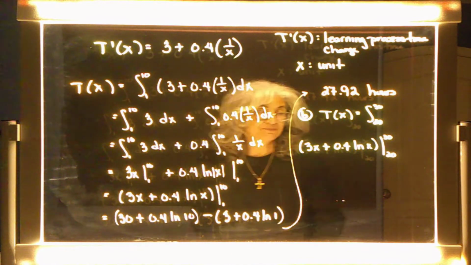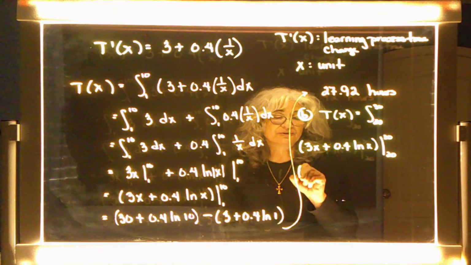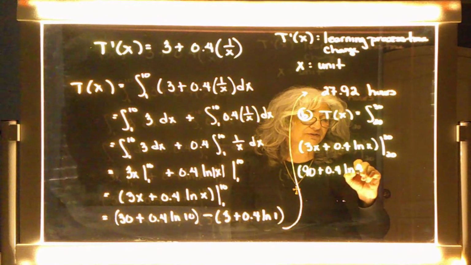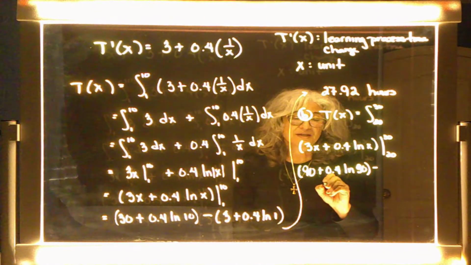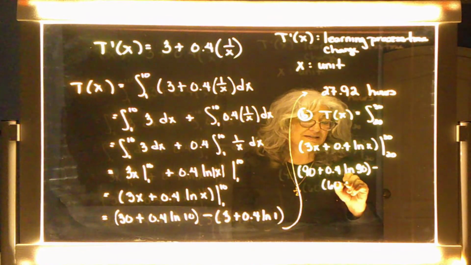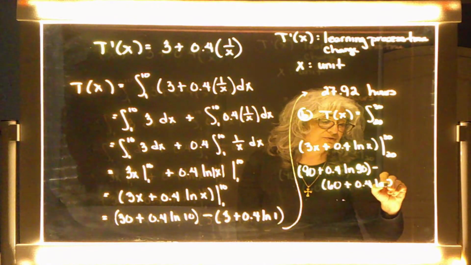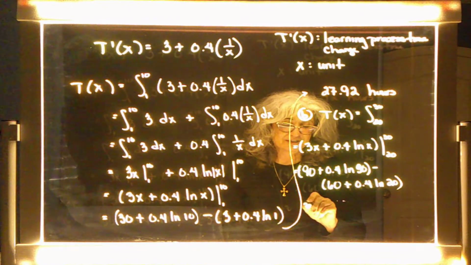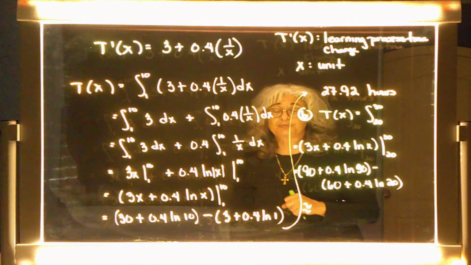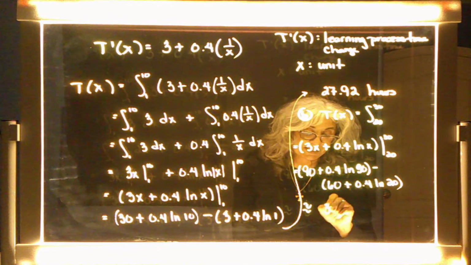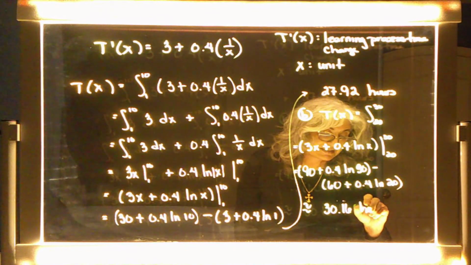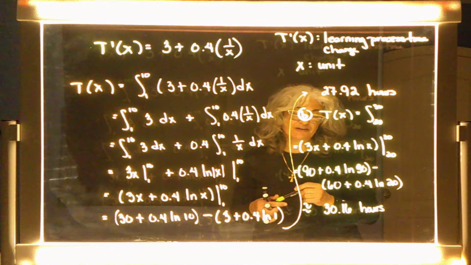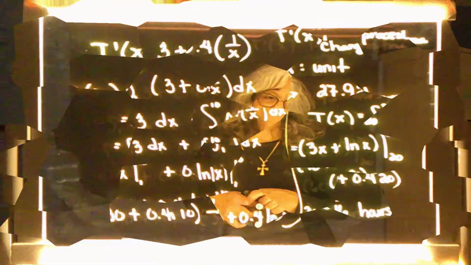All right. Assuming we do this correctly. So plugging in the 30, we're going to have 90 plus 0.4 times the natural log of 30 minus, plugging in the 20, 60 plus 0.4 times the natural log of 20. And when you do your calculator punching, again, round to 2 decimal places, what did you get? Yeah, I got the same thing, 30.16 hours. That's our total time. Cool? Okay, loving it. No surprise, got another one.